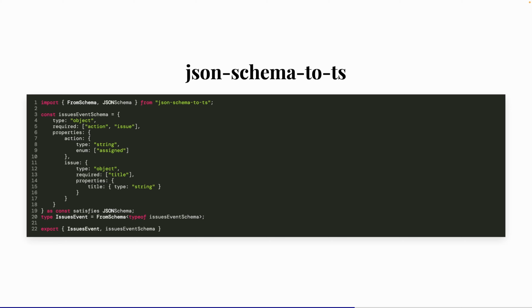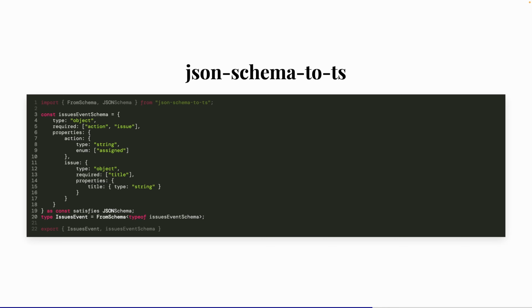Let's take a look at the issues event schema and generated type as an example of use for JSON schema 2TS. First, we import from schema, which we will use to generate a type from our JSON schema. We also import the JSON schema type that we can use with the TypeScript satisfies operator to validate that our schema conforms to the JSON schema specification, saving us from typos and giving us code completion as we write.